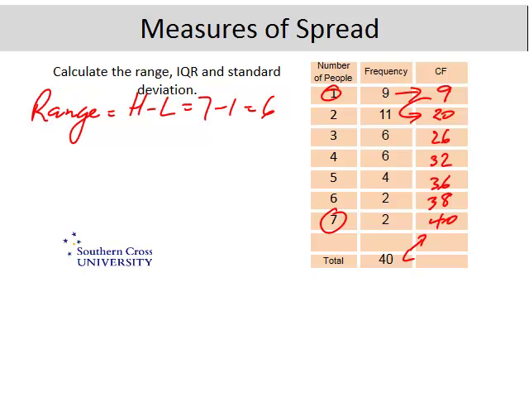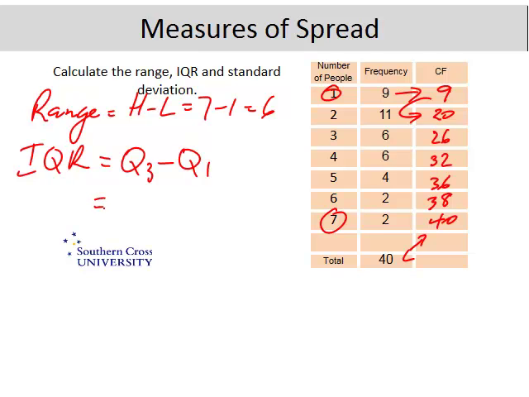If those numbers were in a line, the first number would be a 1, and there'd be 9 of them altogether, followed by 11 2s, 6 3s, and then on the end there would be 2 7s, in other words. Now the interquartile range is the same as before, it's Q3 minus Q1.